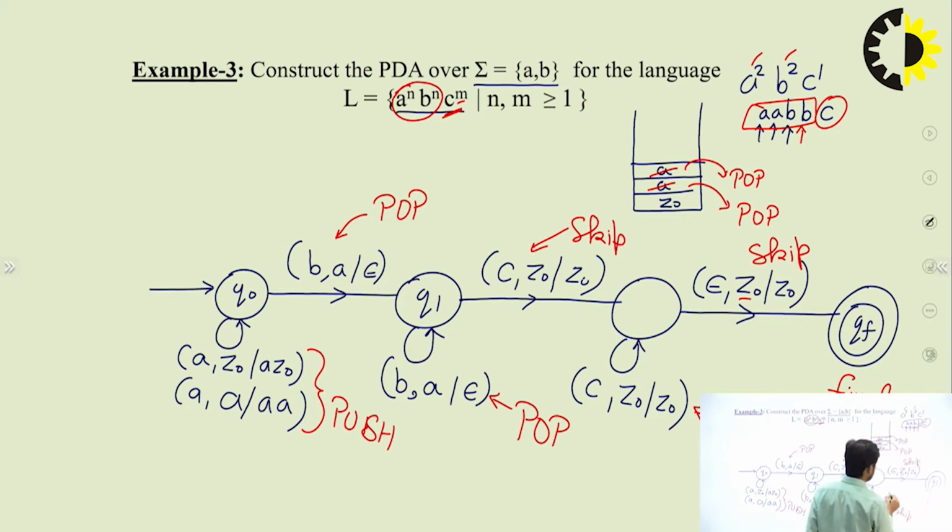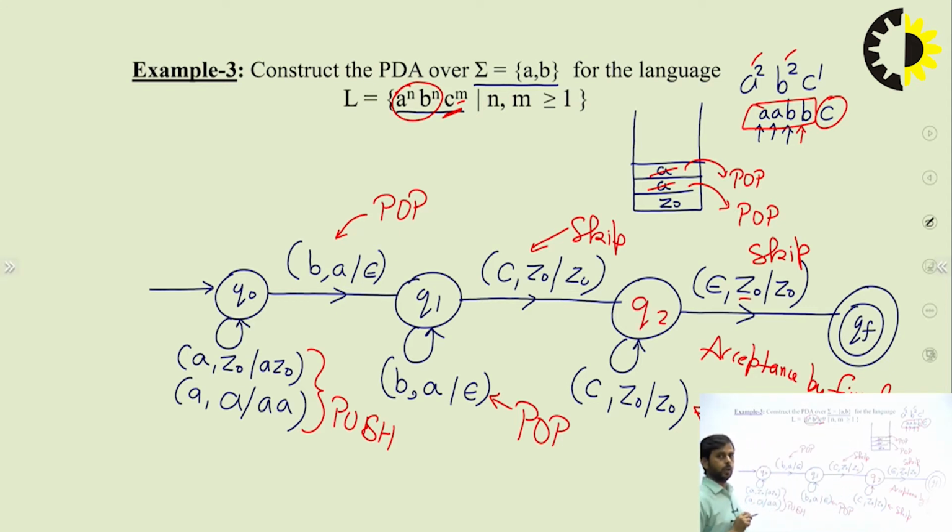Okay, so this is acceptance by final state. There is state Q2. So this is the required PDA for the language A raised to power n, B raised to power n, and C raised to power m. Okay, so next, see the third example.